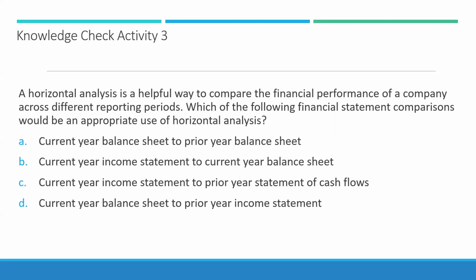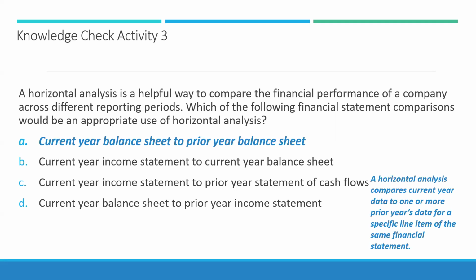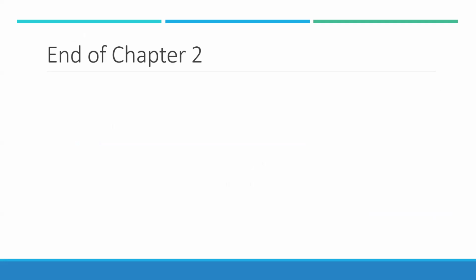Which of the following comparisons would be appropriate use of the horizontal analysis? So current year balance sheet to prior year balance sheet. That would be appropriate. But income statement to last year's balance sheet, that would not be because it's not the same accounts. It has to be the same statement and the same accounts that you're comparing. So that's the end of the chapter 2 lecture.